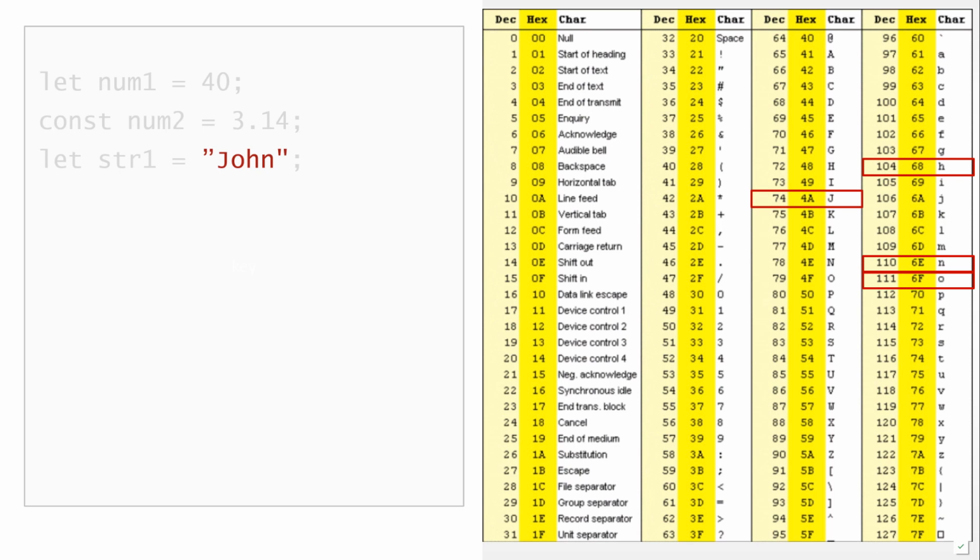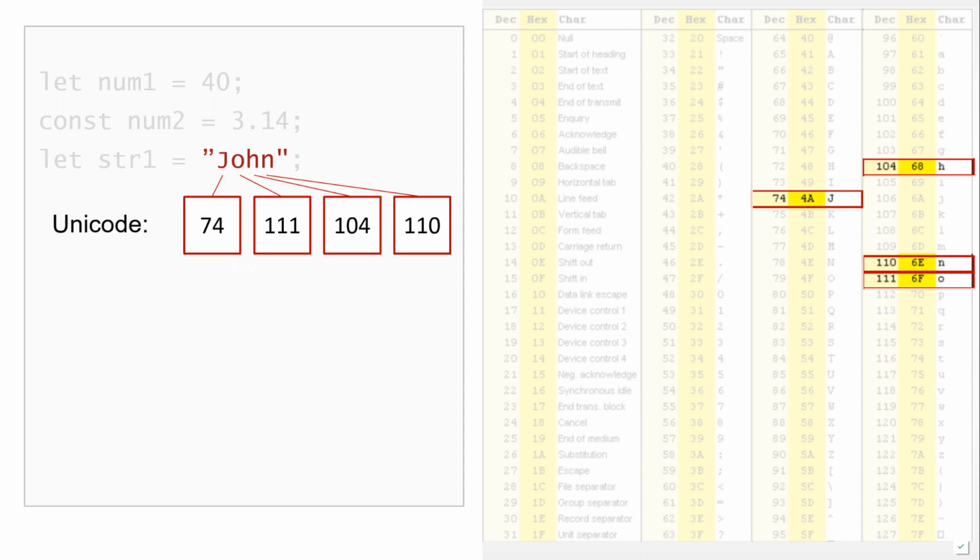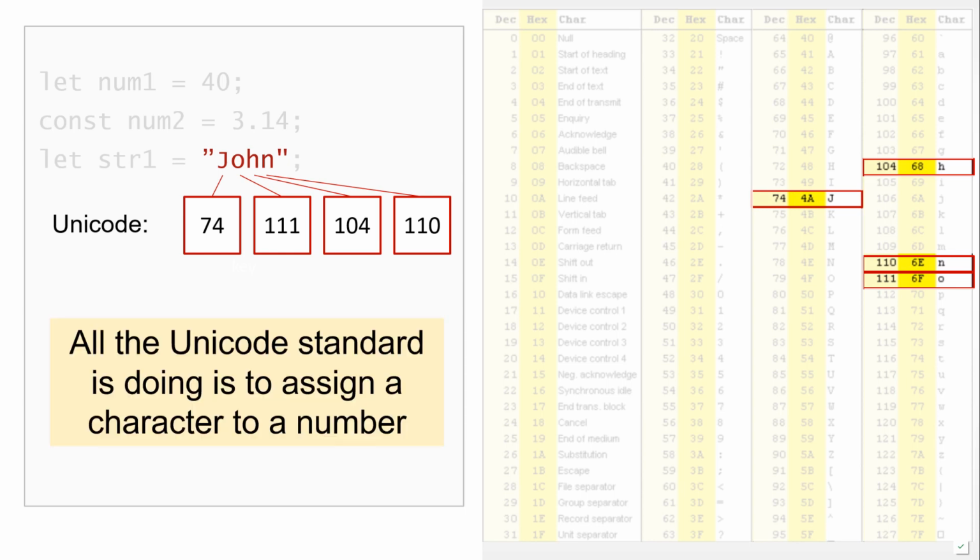So let us see how we can represent the name John in both ASCII and Unicode. Well, what we will do in this case is we need to find the letters. So we have capital J, we have small letter O, H and N, and as we can see, all of these letters correspond to a number. So the letter J would correspond to 74, O would correspond to 111, H would correspond to 104, and then N would correspond to 110. So notice all the standard is doing is assign characters to numbers.